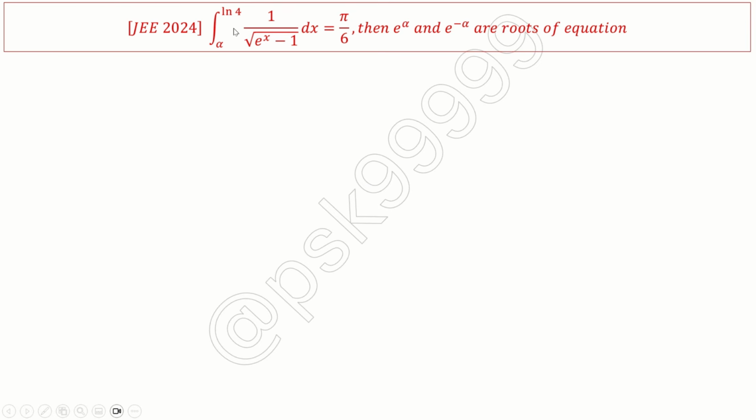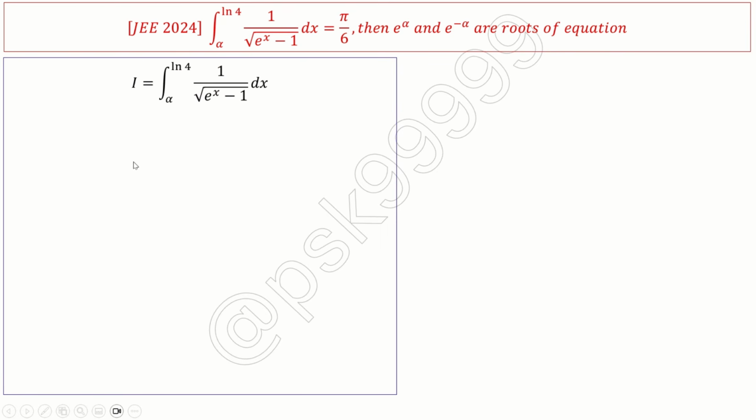Integration from alpha to log 4 to the base e, basically ln, of 1 by square root of e^x minus 1 dx equals pi by 6. This is given. Then e^alpha and e^minus alpha are roots of the equation. Basically, you find alpha, find e^alpha and e^minus alpha, and then form the quadratic equation with those roots. So let's go one by one.